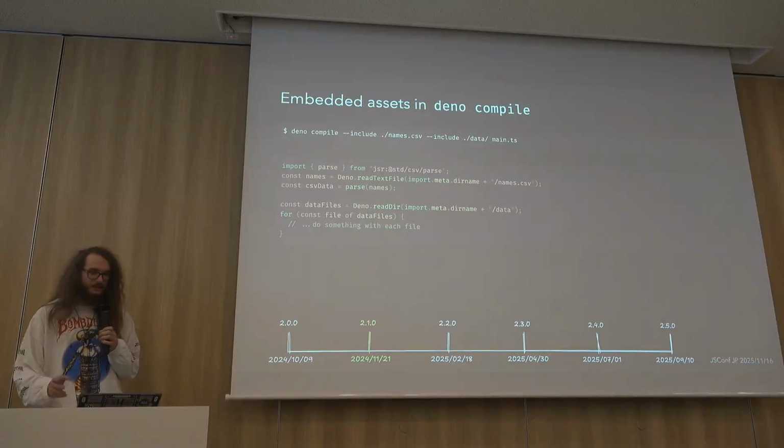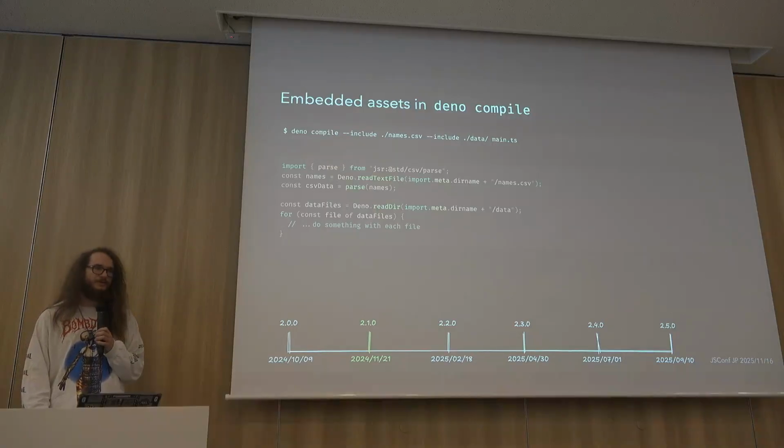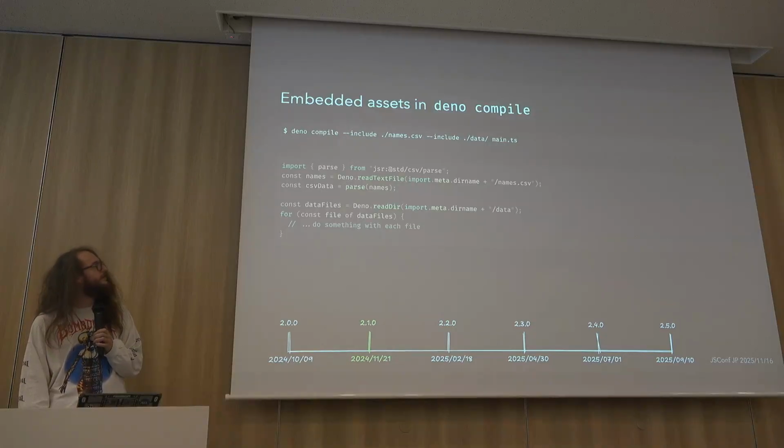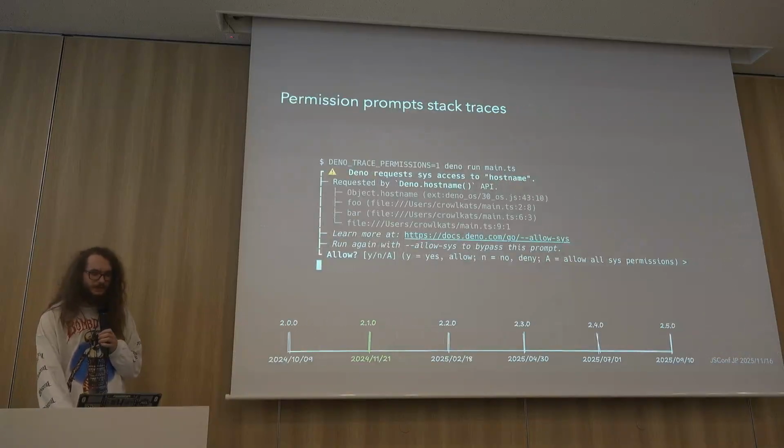Then being able to embed assets in deno compile. This was probably one of the most requested features for deno compile. We completely reworked how deno compile works under the hood, and now you can specify the include flag, and it will include these files in a virtual file system, let's say, and you can just read and write. Well, writing probably not, but reading, yes.